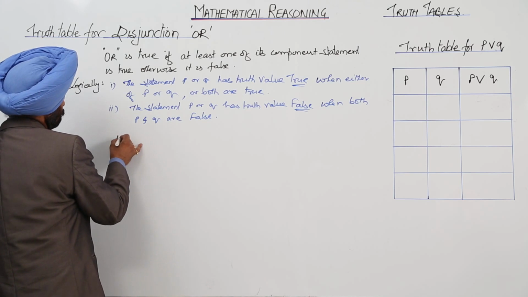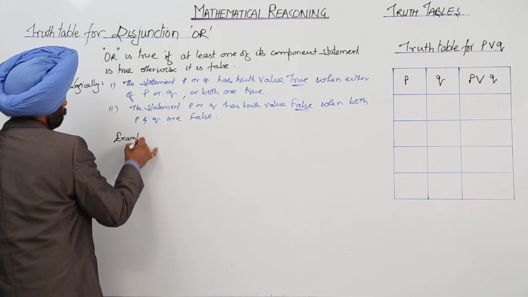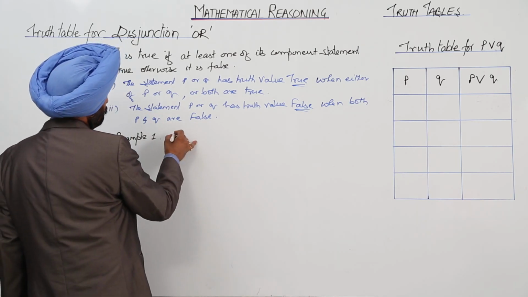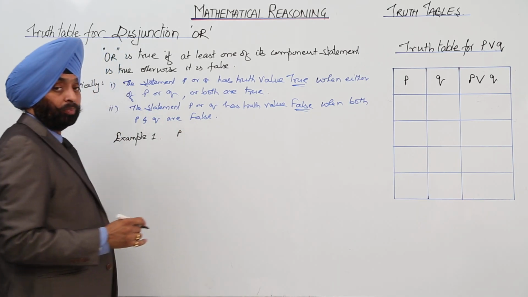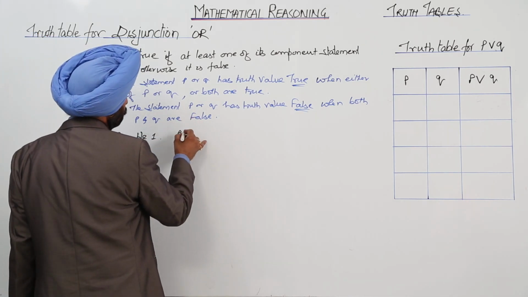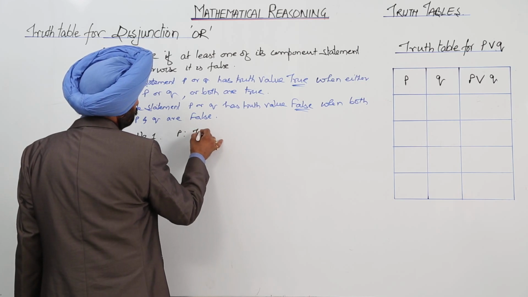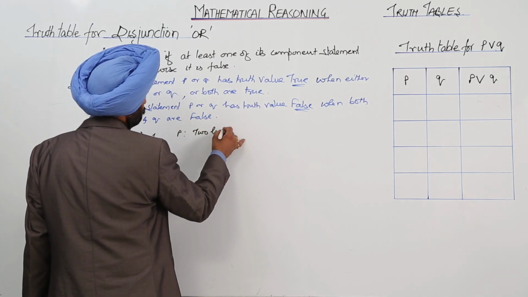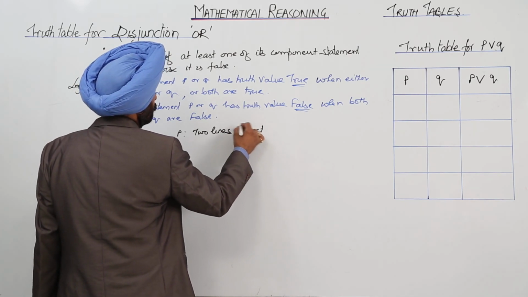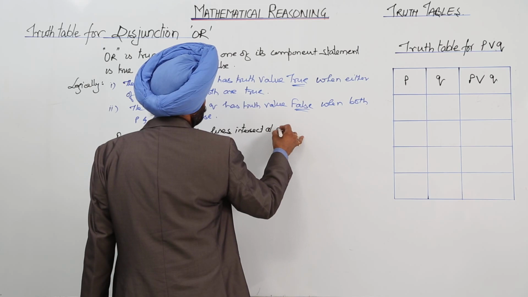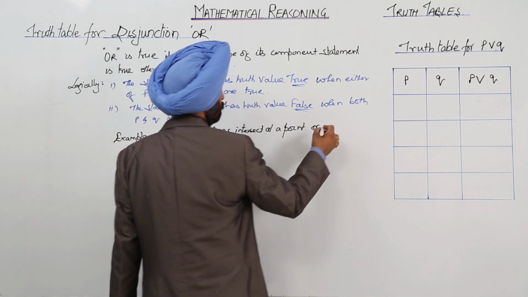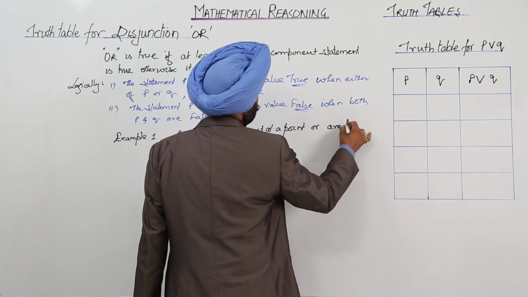Example 1. Let this be statement P, and then we are breaking it into two simple statements. Now the compound statement P: two lines intersect at a point or are parallel.